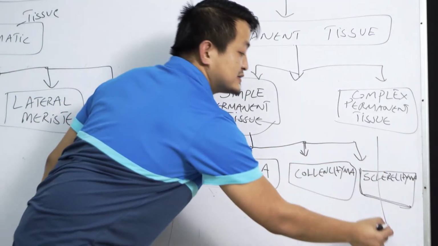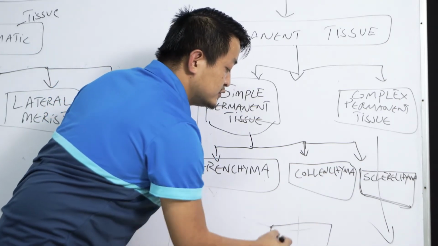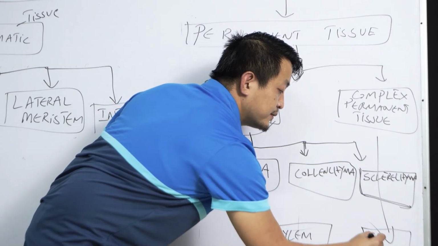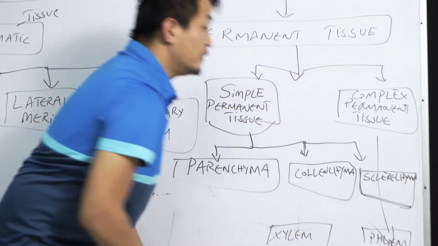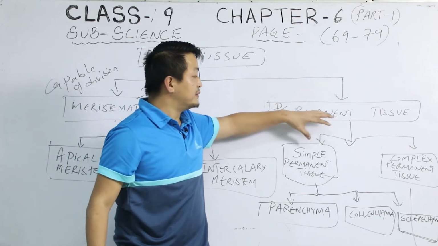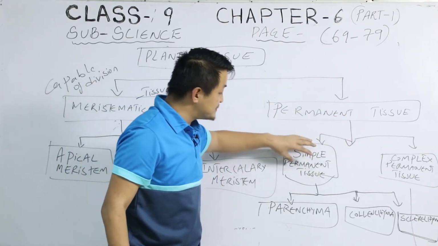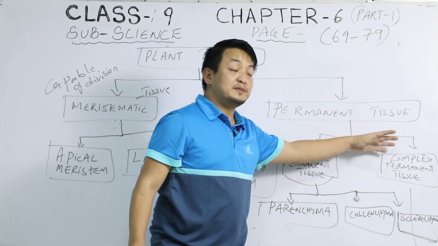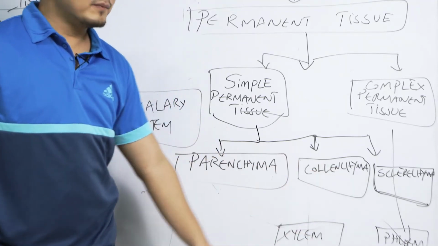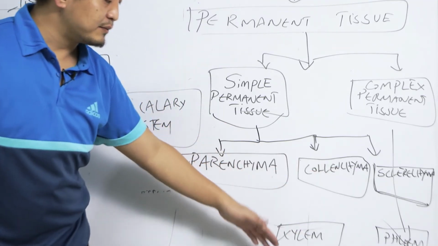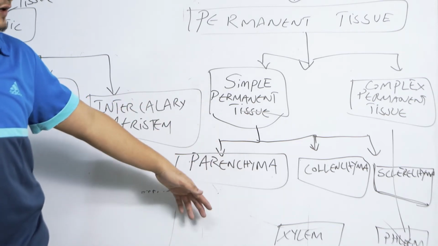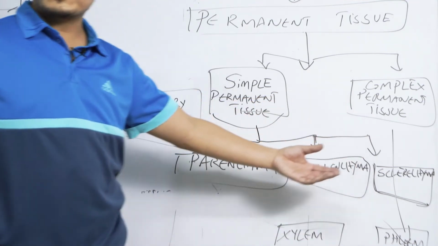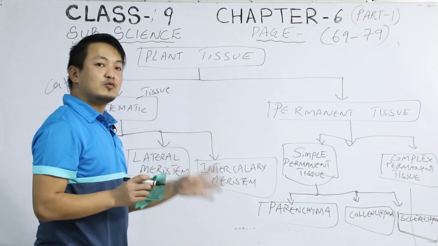Xylem and phloem will be further divided into xylem and phloem. So let's make it very simple. Under permanent, we have simple and complex. Under simple permanent tissue, we have parenchyma, collenchyma, and sclerenchyma. Under the complex permanent tissue, we have xylem and phloem. After xylem, we'll have xylem vessels and tracheids. Even here, we'll have companion cells and others. We'll discuss all that one by one.